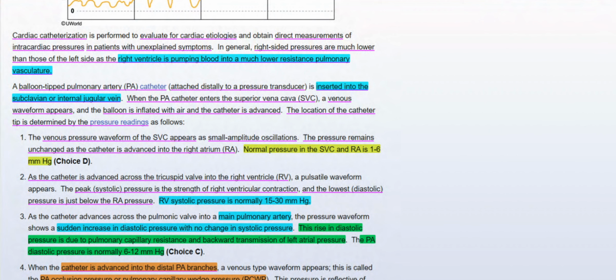In the main pulmonary artery, there is a sudden increase in diastolic pressure with no change in systolic pressure. This rise in diastolic pressure is due to pulmonary capillary resistance and backward transmission of left atrial pressure. The pulmonary artery diastolic pressure is normally 6 to 12 mm Hg, but here they have taken roundabout 10 for the diastolic pressure, and the systolic pressure they have taken is 25.